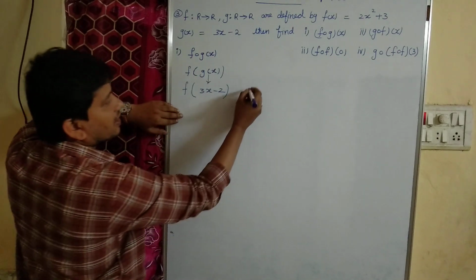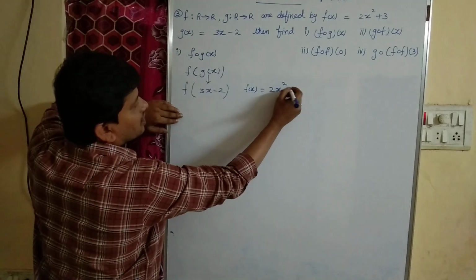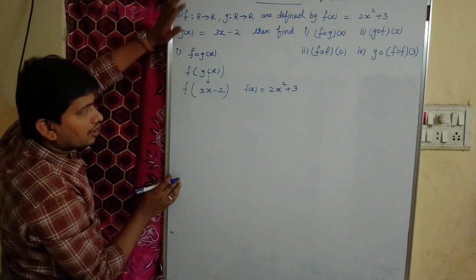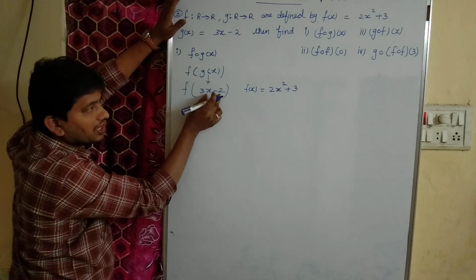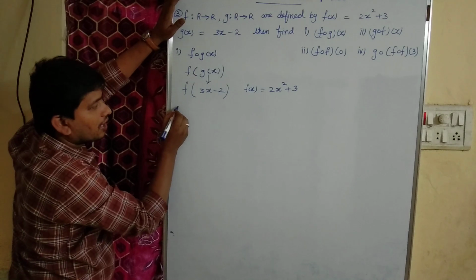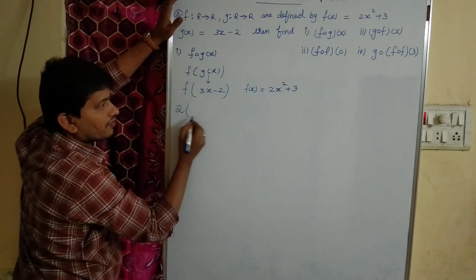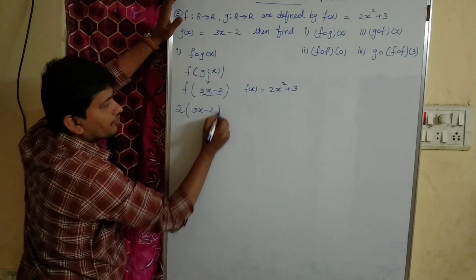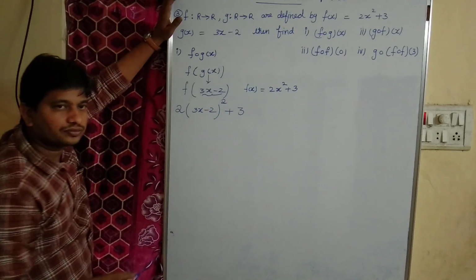What is given f of x? It is given in the question f of x equals 2x square plus 3. Wherever x is there, in place of x, we have to substitute 3x minus 2. Okay? Which is in the form of f of x. f of x value is 2 into x square, in place of x we have to substitute 3x minus 2 whole square plus 3.